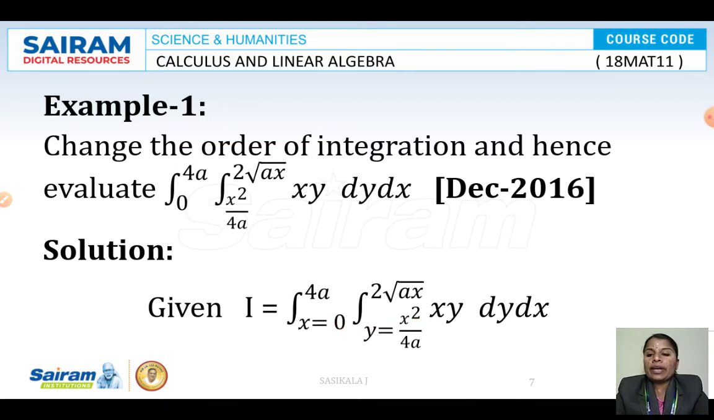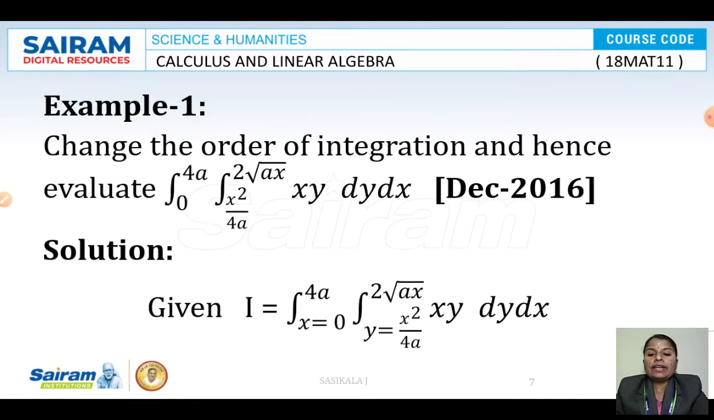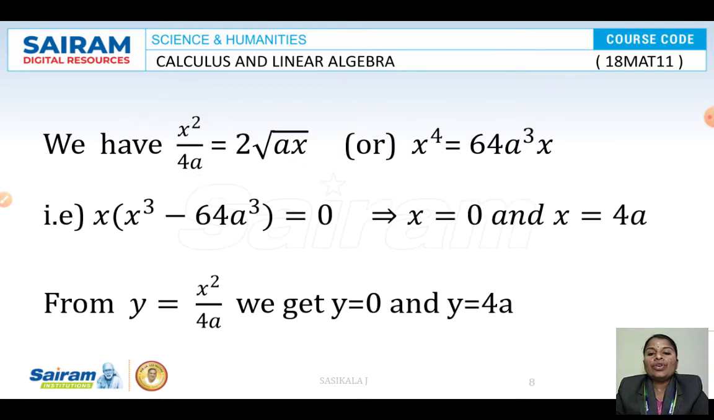xy dy dx. Now take the given limits: y equal to x squared by 4a and y equal to 2 root ax. That is, x squared by 4a equals 2 root ax. Now squaring, x power 4 is equal to 64a cubed x. Then take 64a cubed to the left side.